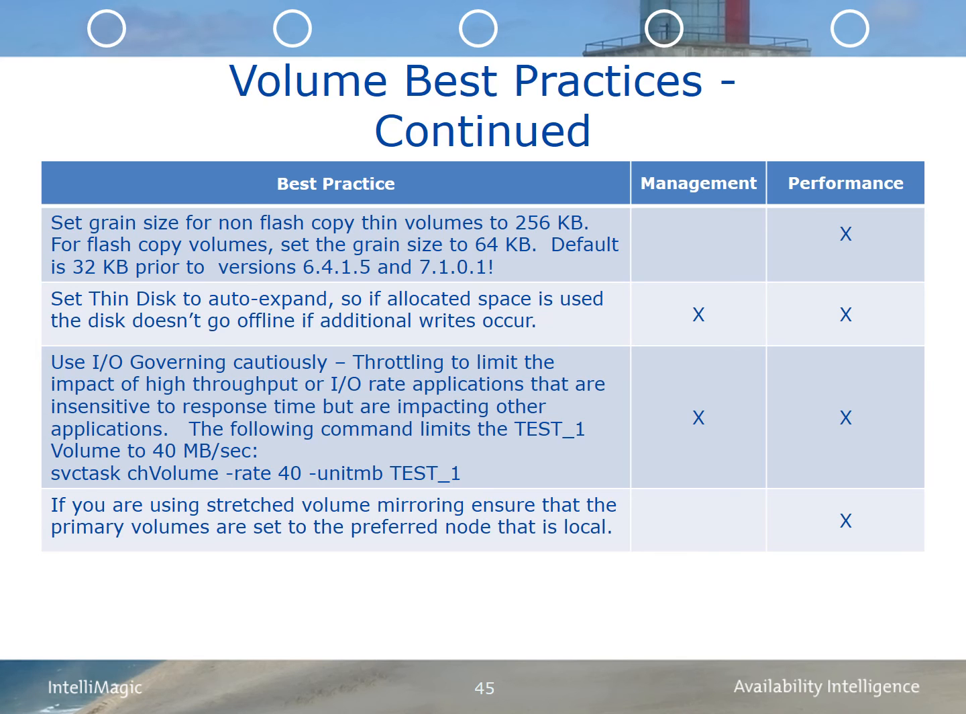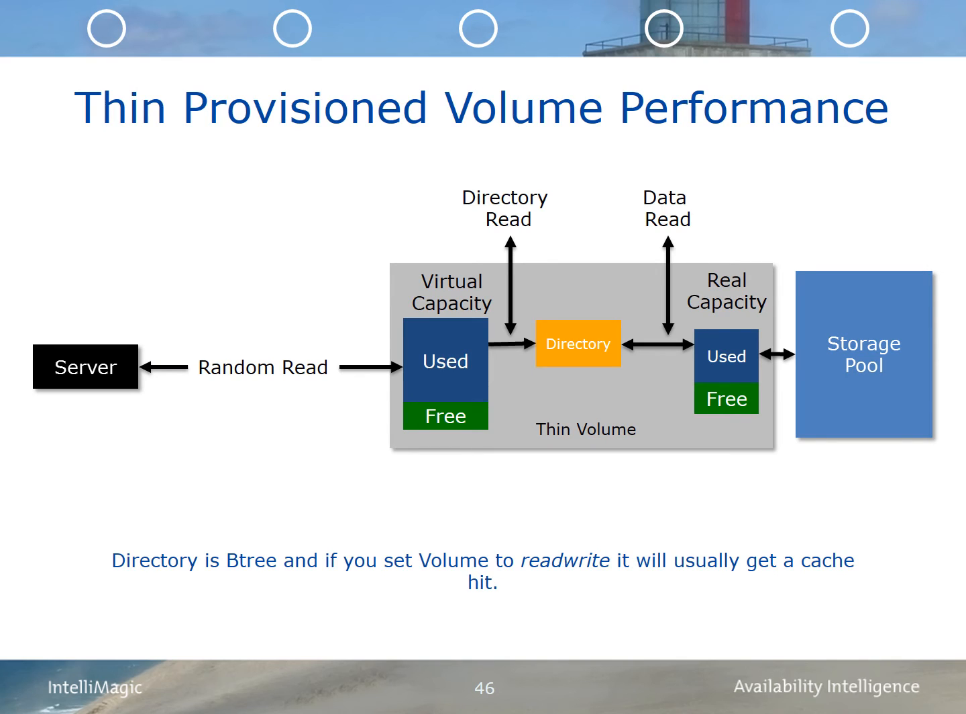If you're using stretched volume mirroring, ensure that the primary volumes are set to the preferred node that is local to the host. Let's look at how different types of I/O operations work for thin provision volume. For a write to an unallocated region, there's a directory lookup that indicates the region is unallocated. Then SVC allocates the space and updates the directory. Then the space is formatted while the data and the directory are written to disk. For a write to an allocated region, there's a directory lookup that indicates that the region is already allocated, and then data is written to disk.